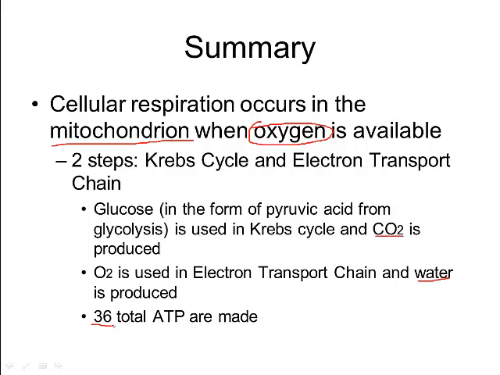We also have some cells in our body that are extra efficient at this, like our muscle cells, and sometimes our muscle cells can make 38 ATP. Just because they're a little bit better at doing the whole cellular respiration process, because they need to be, because they're using so much energy to do their jobs.